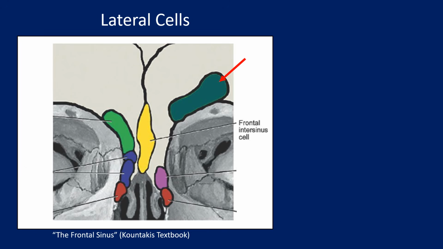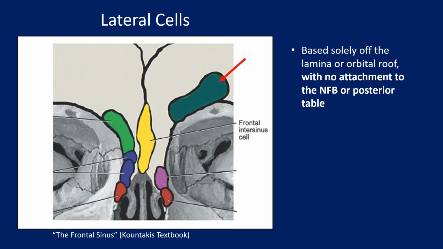Lateral cells are pretty uncommon. Honestly, the one that I presented in that imaging conference was one of the first ones I had seen. I think this is consistent with one. It's based solely off the lamina or orbital roof with no attachment to the nasofrontal beak or posterior table. Again, the main thing to take from this is the outflow tract that you have to identify and the free walls that you have to remove are going to be found medial to that base.